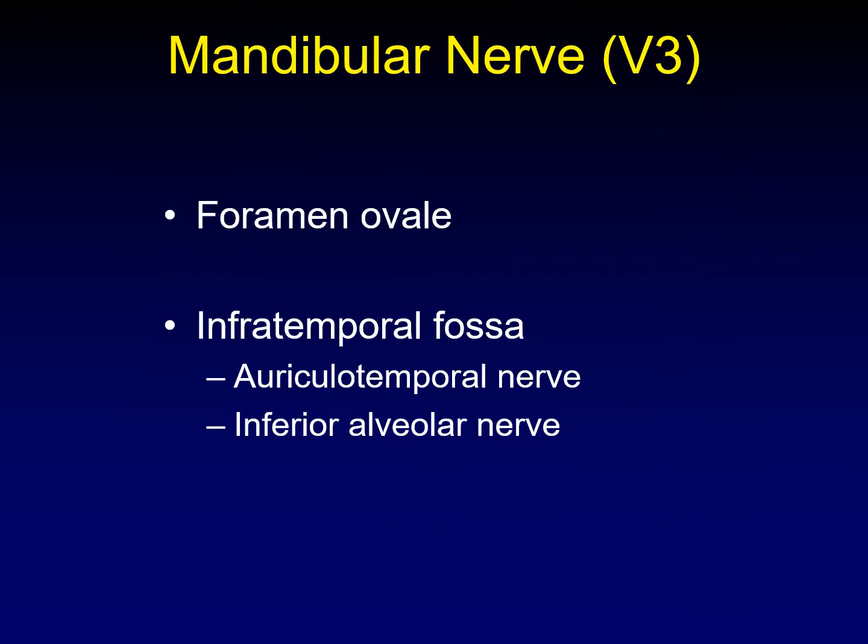The third branch of the trigeminal nerve is the mandibular nerve. It runs straight down from the Gasserian ganglion into foramen ovale. From there, it emerges into the infratemporal fossa, and it has two important branches, the auriculotemporal nerve and the inferior alveolar nerve. Most of the nerve is continuing as the inferior alveolar nerve. It's headed out towards the mandible, goes into the mandibular foramen, and runs the length of the mandible.